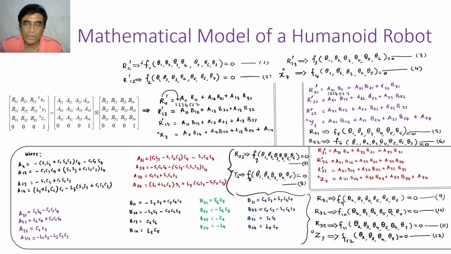A21 is actually 1, 2, 3, 4. And B11 is 5, 6, 7. So together 1, 2, 3, 4, 5, 6, 7. Okay. So this will be a function.